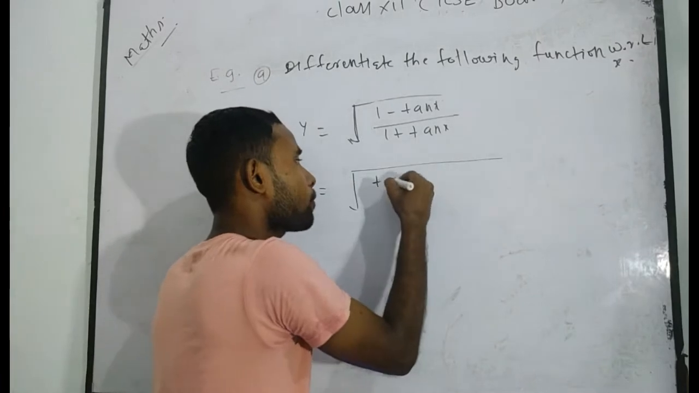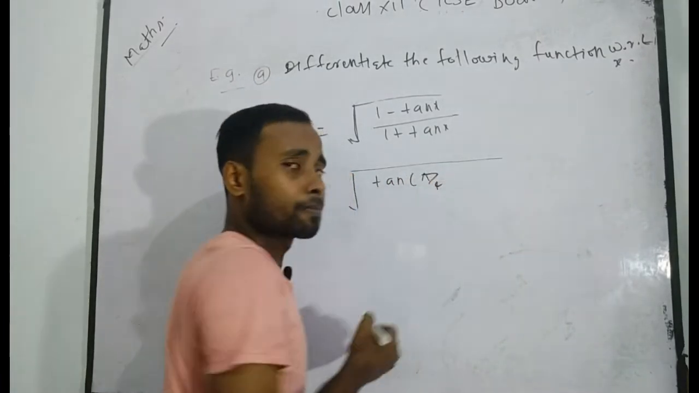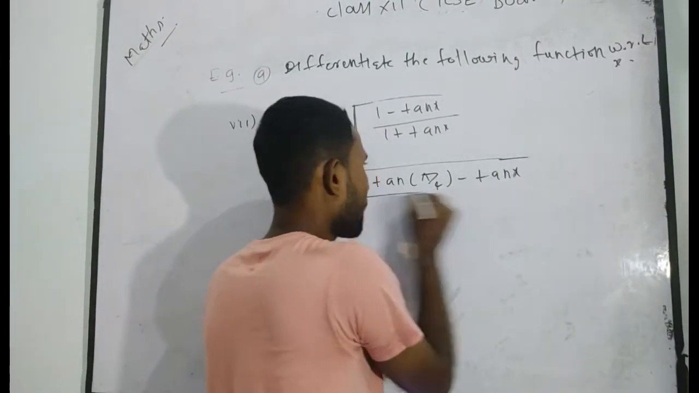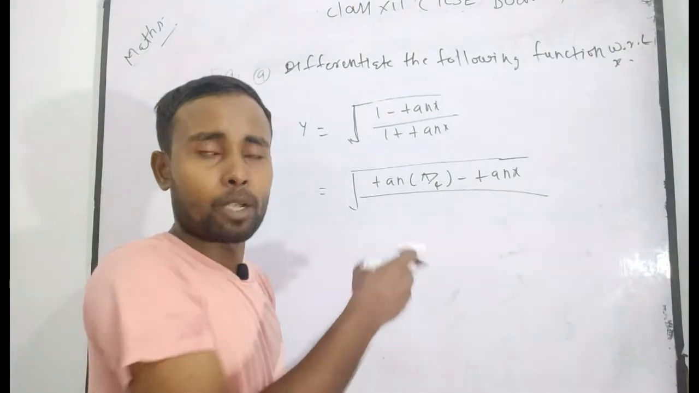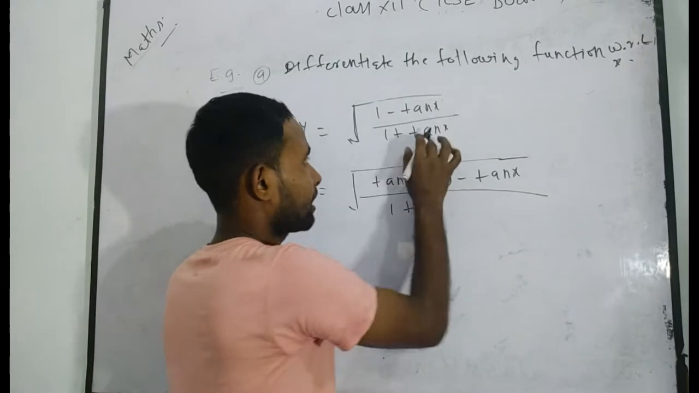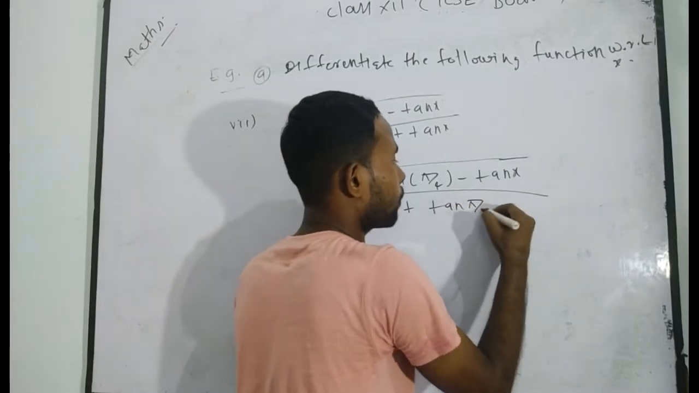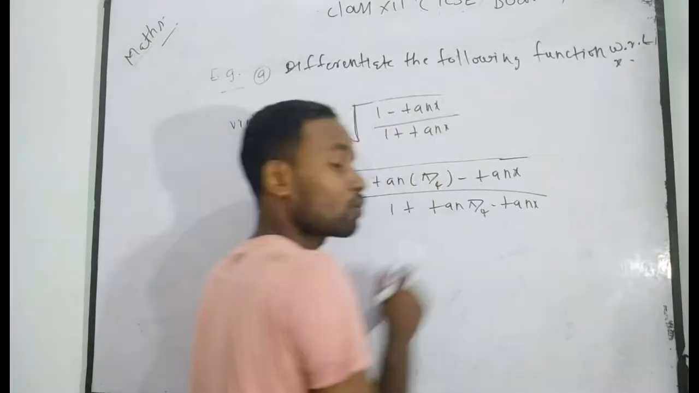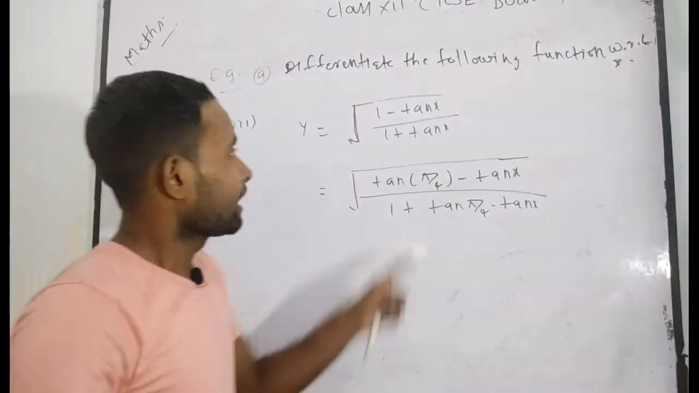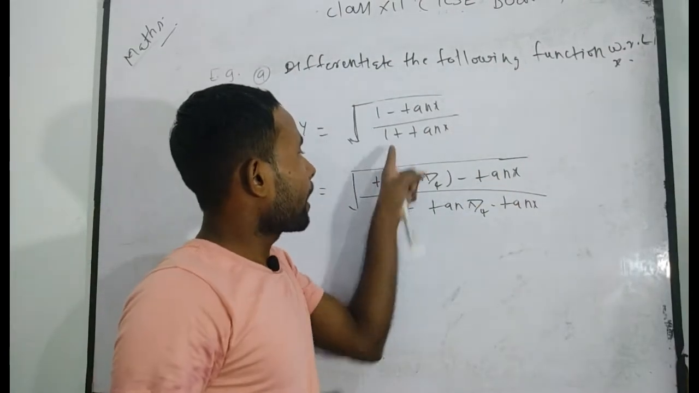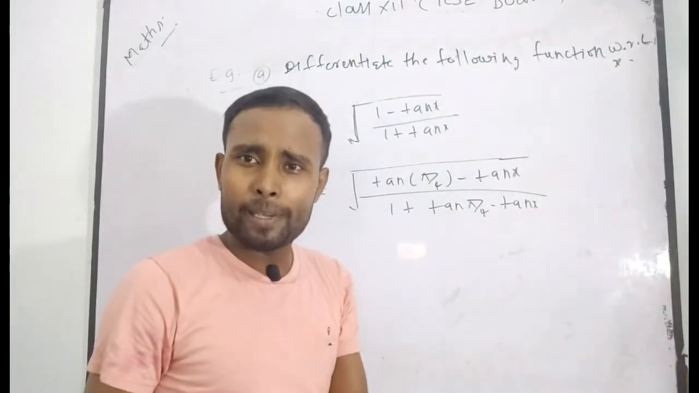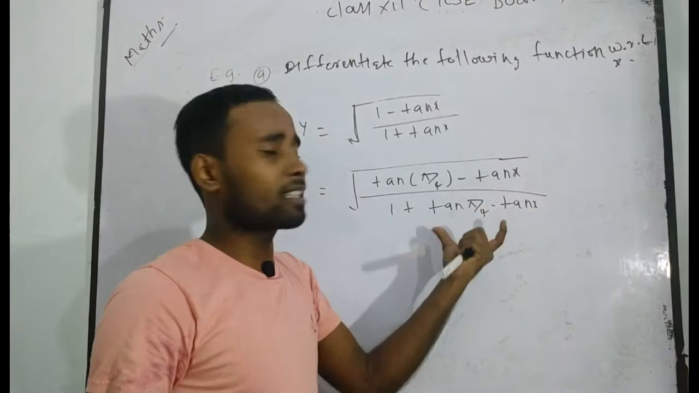Can I write in place of 1 is equal to tan(pi by 4) minus tan x divided by, because tan(pi by 4), that means tan 45, which will be 1. Now in place of 1 I want to write here 1 again, but I want to write here tan(pi by 4) into tan x. I think you understand very well. Why have I written here tan(pi by 4) is equal to 1, 1 minus tan x, 1 plus tan(pi by 4) is equal to 1, and 1 into tan x will be always tan x, so it does not affect its original function.